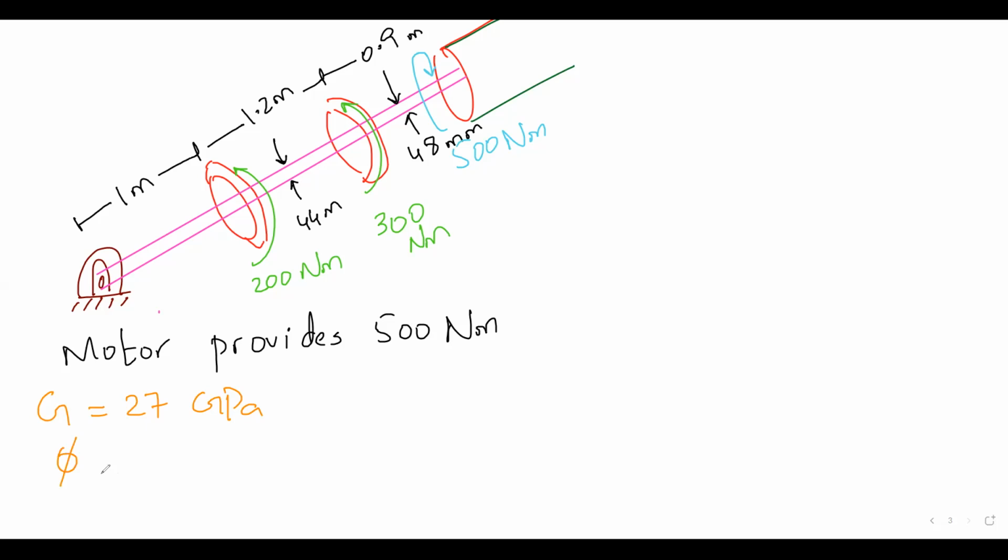Give me the phi AB. Where is A? Please don't look at the solution. You do it yourself. This is A, this is B, this is C. This chunk is my D. Okay, A, B, C, D. Phi AB, phi BC, angle of twist, phi CD. Done.